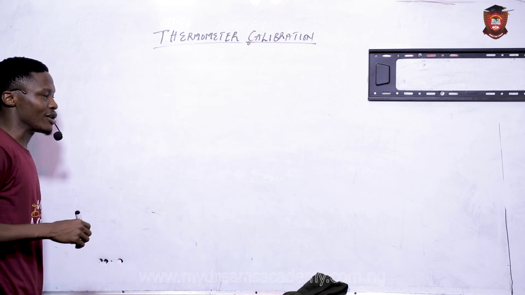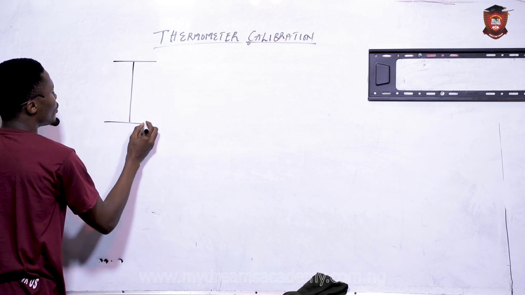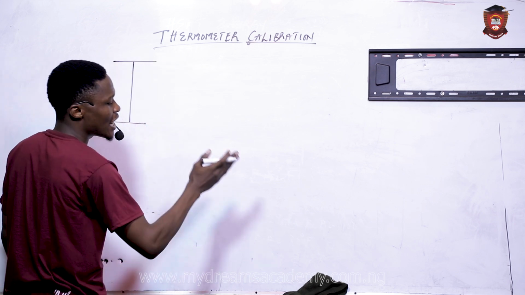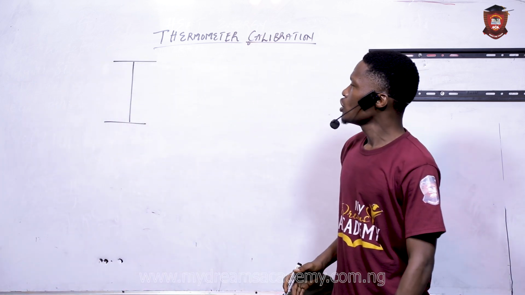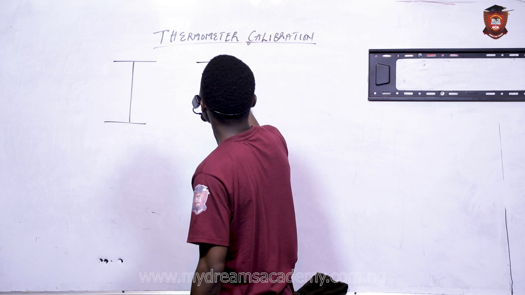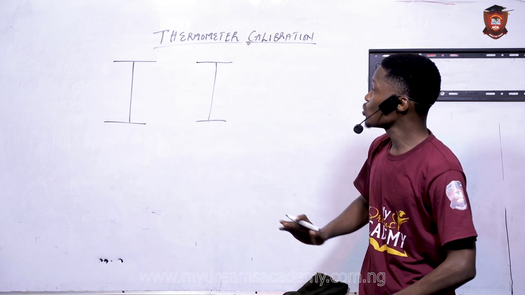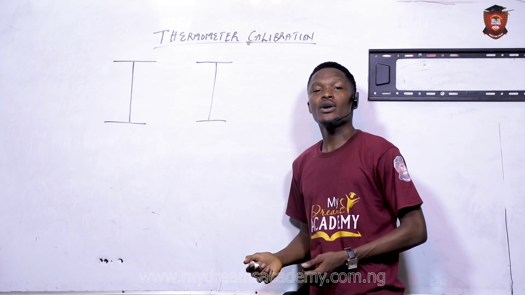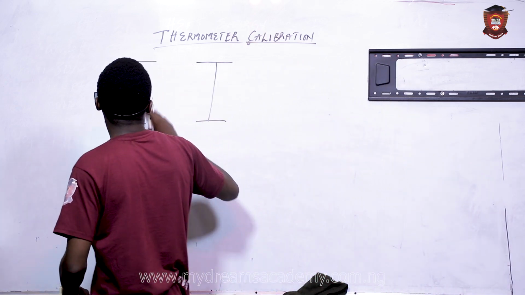So let's see how that is done. So say we have two thermometers, or maybe one thermometer and one physical property that changes with temperature. So say we have two thermometers. I'm just going to assume that they are thermometers for now, but just know that either of them can be any other thing other than thermometers. So let's see what happens.